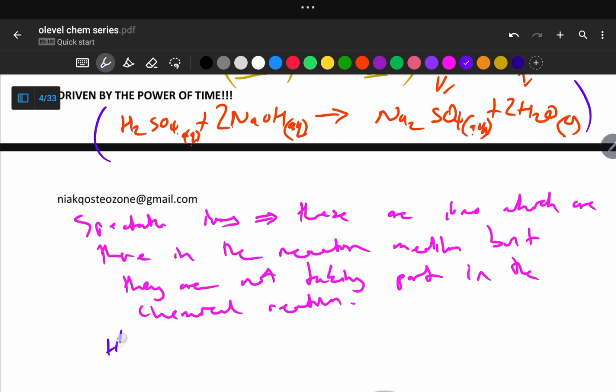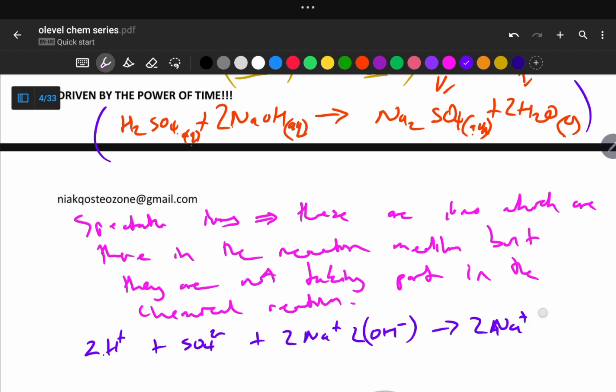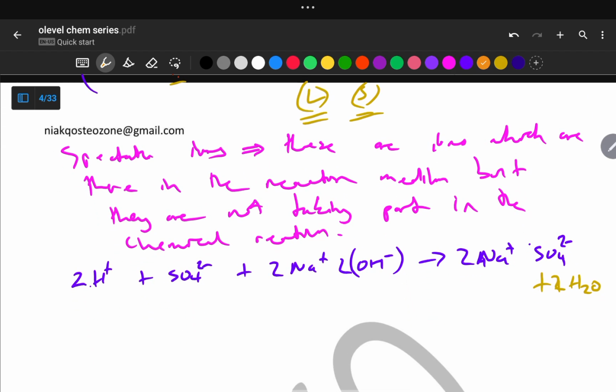So we have the protons, the hydrogen ions, plus the sulfate ion, plus 2 sodium ions and also 2 hydroxyl ions. For us to have 2 sodium ions, and then we also have the sulfate ions. So we only dissociate the molecules in aqueous phase. Don't dissociate the solid or the liquid phase. You must take note of that. So we are not going to dissociate water. We are simply going to have plus 2 moles of water. So we are going to cancel out the ions which are common on both sides of the equation.